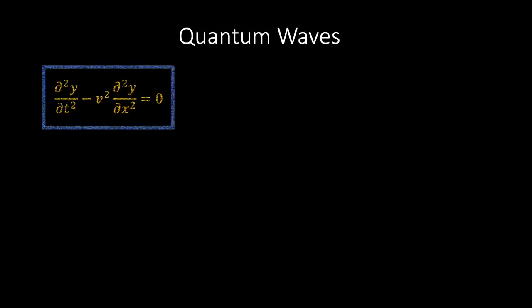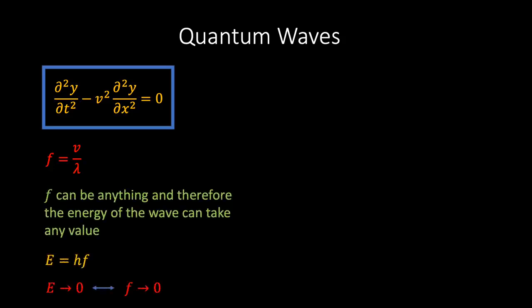So what does this imply for our two types of wave equation that we encountered earlier? If you recall, the unmodified wave equation gave rise to the constraint f equals v over lambda, and this constraint implies that the frequency of this type of wave can take any value. This in turn implies that a quantum of this type of wave can in principle also have any energy. This means that even if there is a small amount of energy available, it is still possible to make a quantum of this type of wave provided the frequency is low enough.